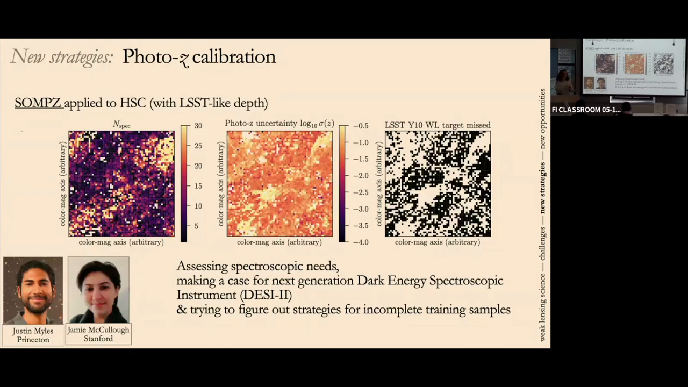We've been assessing our spectroscopic needs, making a case for the next generation of spectroscopic surveys, that they should maybe spend some of their time filling in these white areas for us. I'm trying to figure out strategies for what we do when we still have white areas, when we still have to do this kind of machine learning process where we don't have complete or representative training data.